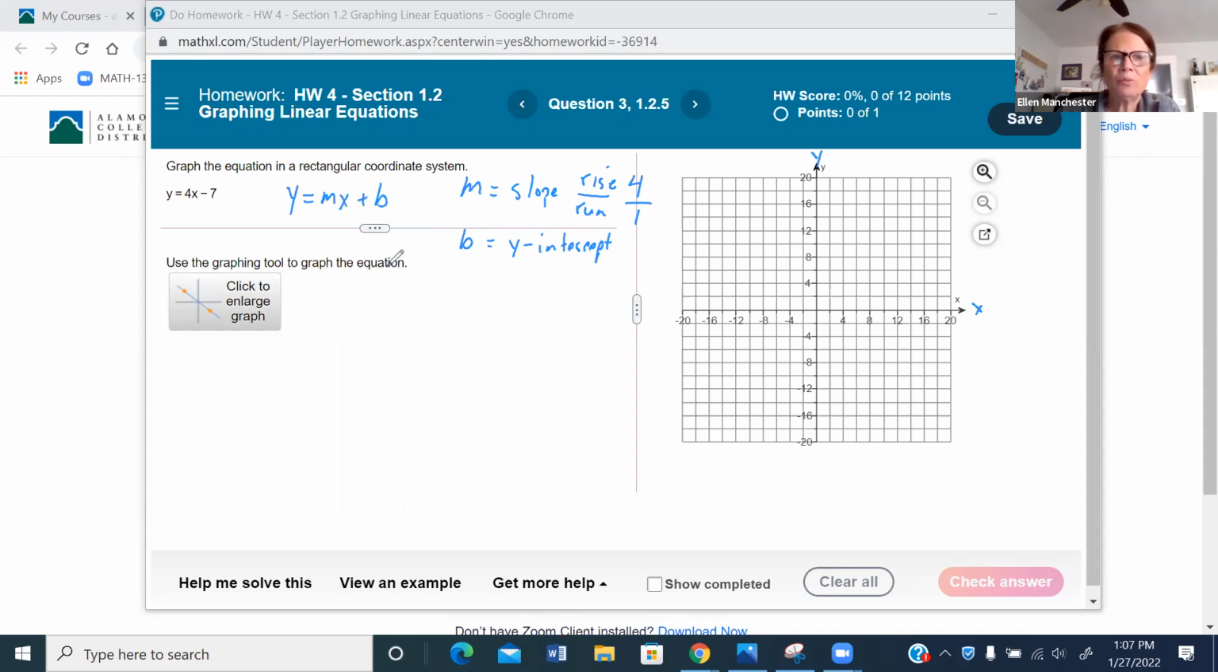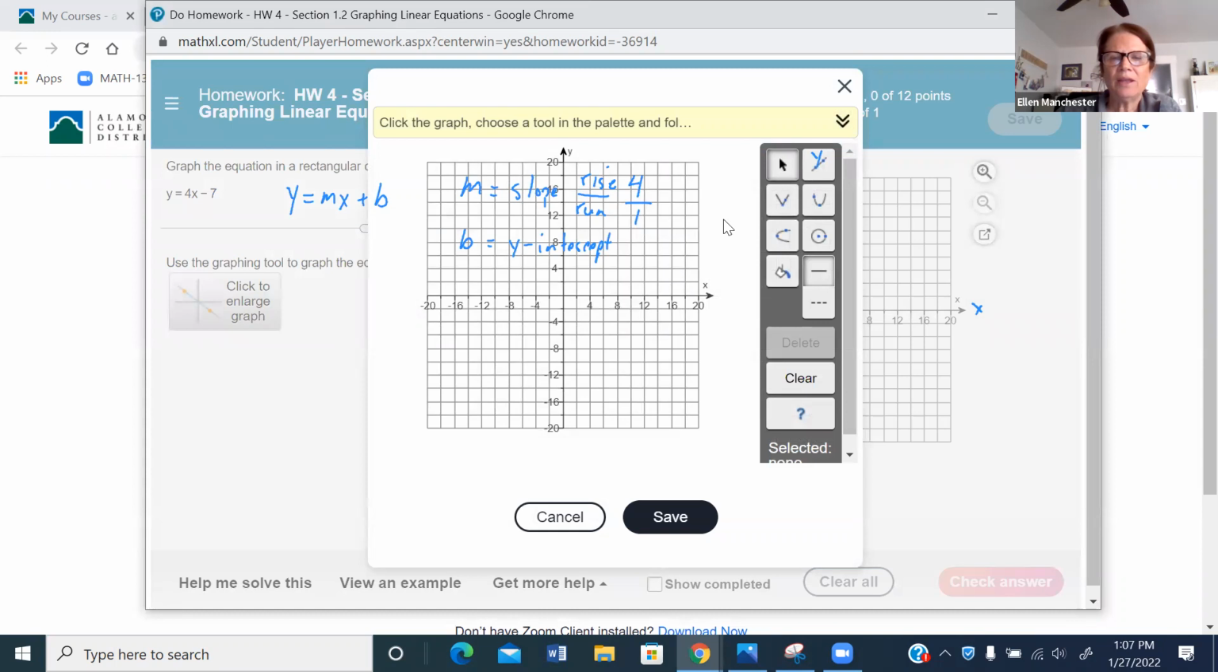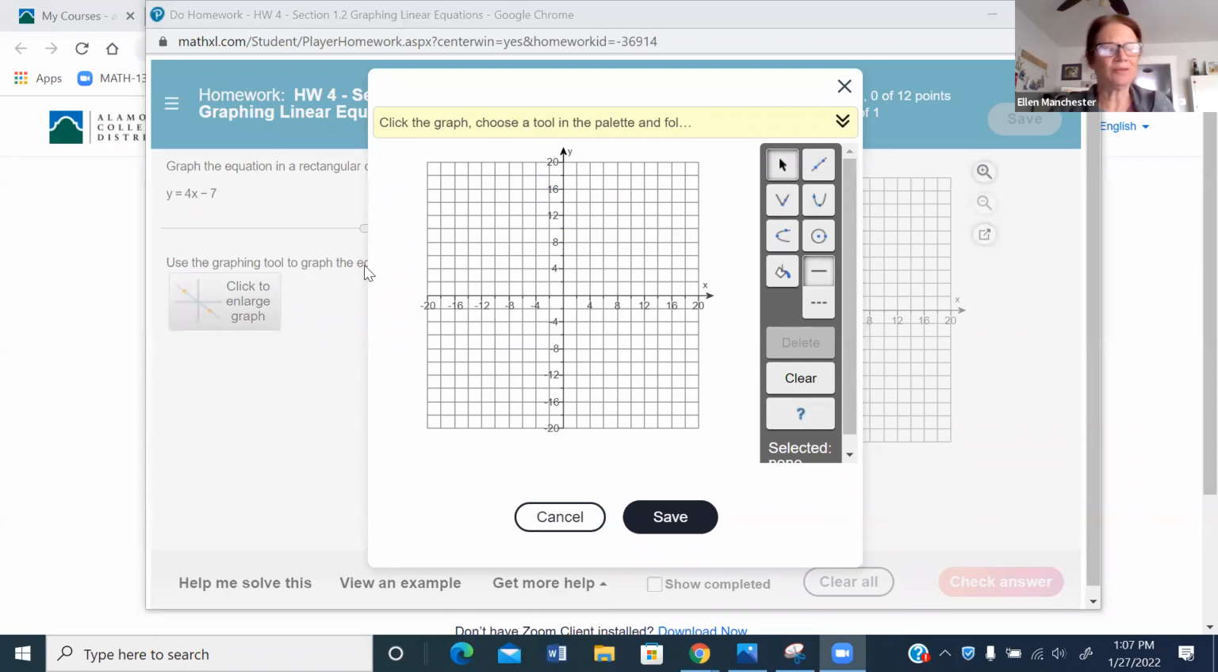So in order to graph this, let me get out of this, you're going to click to enlarge. And then, oh darn, let me erase my information. Okay, I can't do both at once. So we're going to click to enlarge the graph, and here are all the graphing tools that you need.